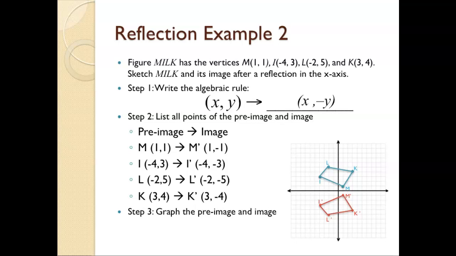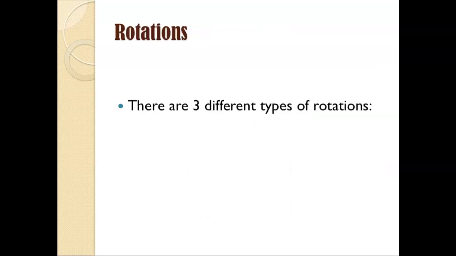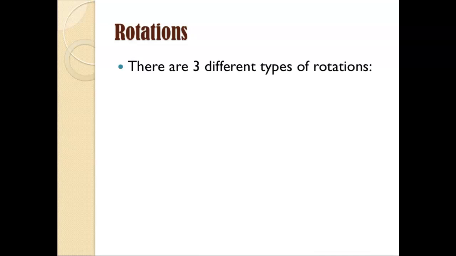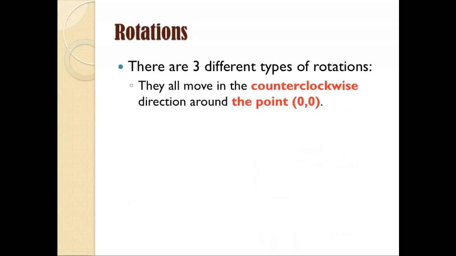And the third type of transformation is a rotation. Now there are 3 different types of rotations. Note that they're all going to move in the counterclockwise direction around the point (0, 0). So a rotation of 90 degrees is going to be (x, y) becomes (-y, x). So here, your y-coordinate, you take the opposite of that, and that becomes your x-coordinate. And then take your x-coordinate, and that becomes your y-coordinate. And that's a rotation of 90 degrees.